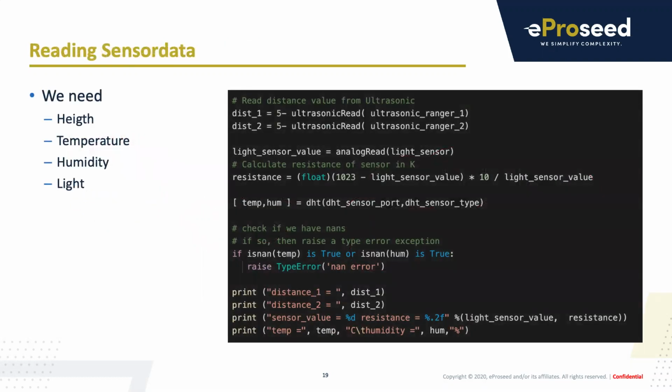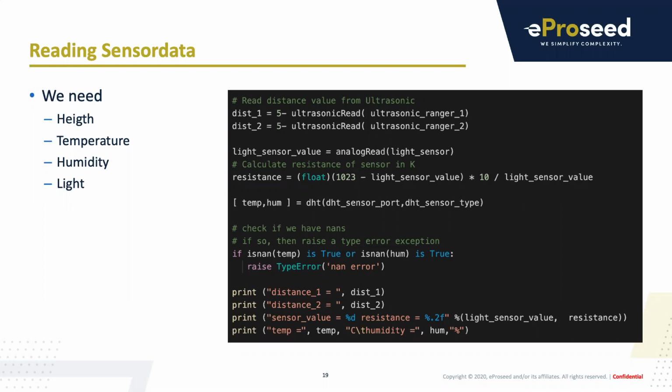So for the proof of concept, what we needed was height, temperature, humidity, and light. As I said, we had that smart small car that is autonomous and drives through the field. What it does is read the height, the light, the temperature and humidity. And for all of that, we use sensors.